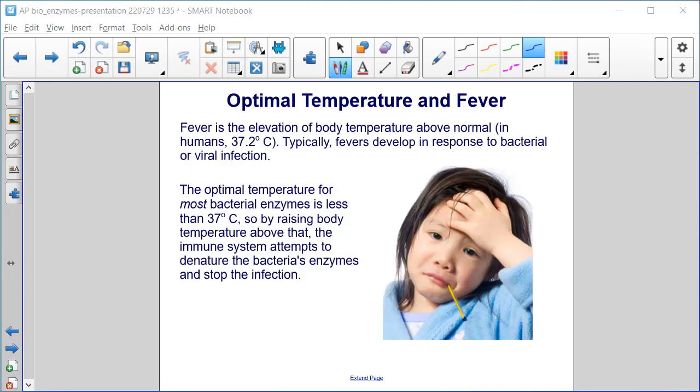Fever is the elevation of body temperature above normal. In humans, normal is 37.2 degrees Celsius. Typically, fevers develop in response to bacterial or viral infection. The optimal temperature for most bacterial enzymes is less than 37 degrees Celsius. So, by raising body temperature above that, the immune system attempts to denature the bacteria's enzymes and stop the infection.